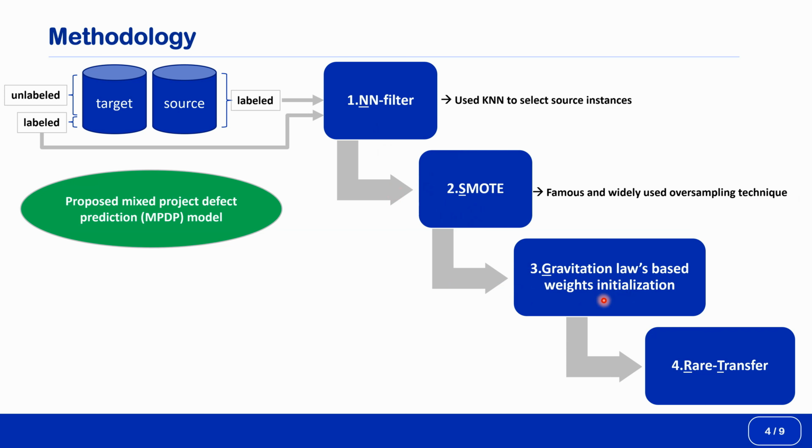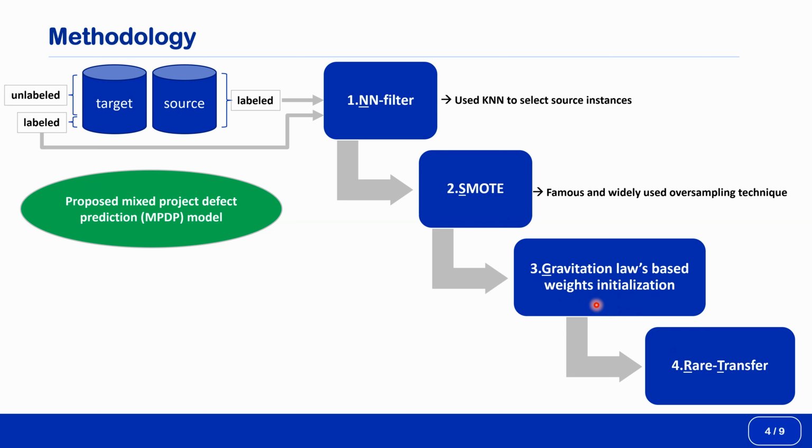Rare Transfer, which is used in the next step, needs initial weights of training data. So we need to initialize weights in a wise manner. Weight initialization based on gravitation Newton's law is one of the methods which has been applied to CPDP several times.